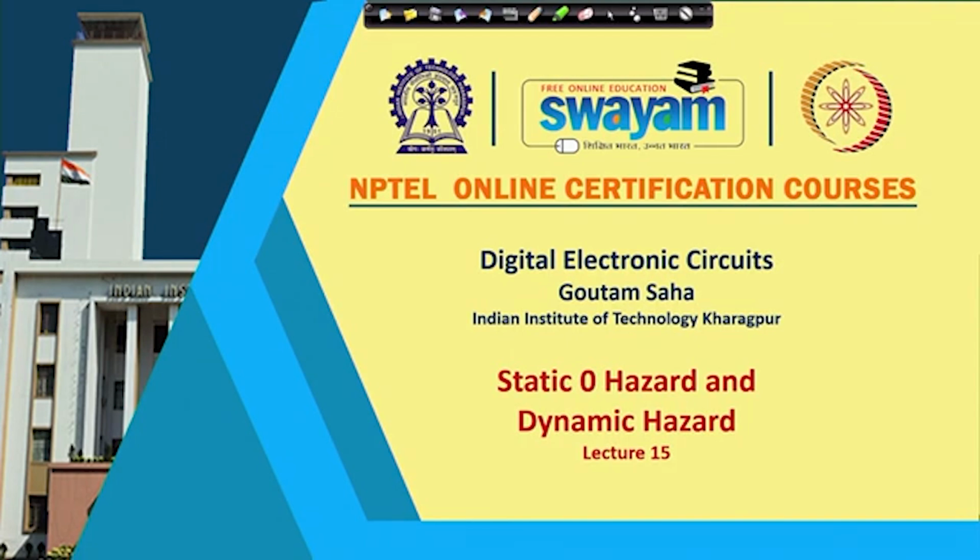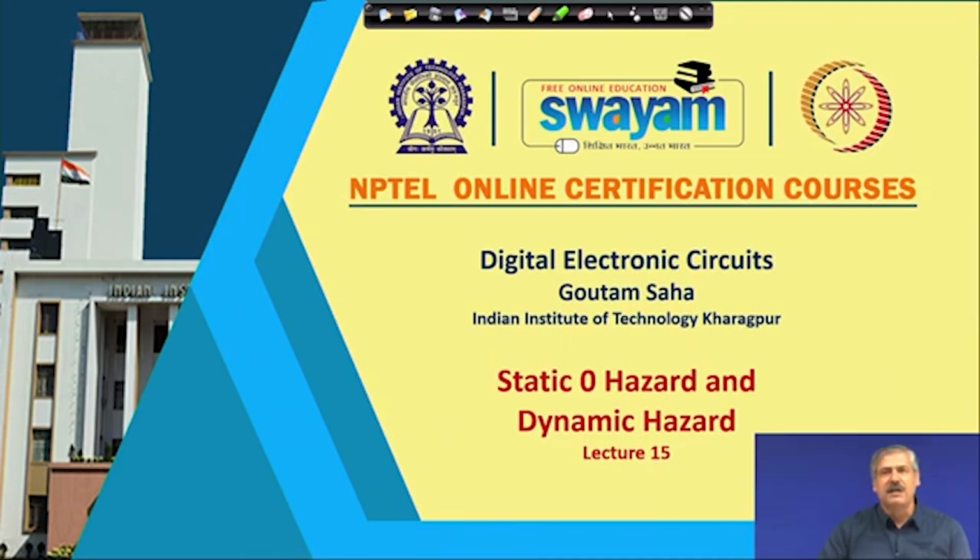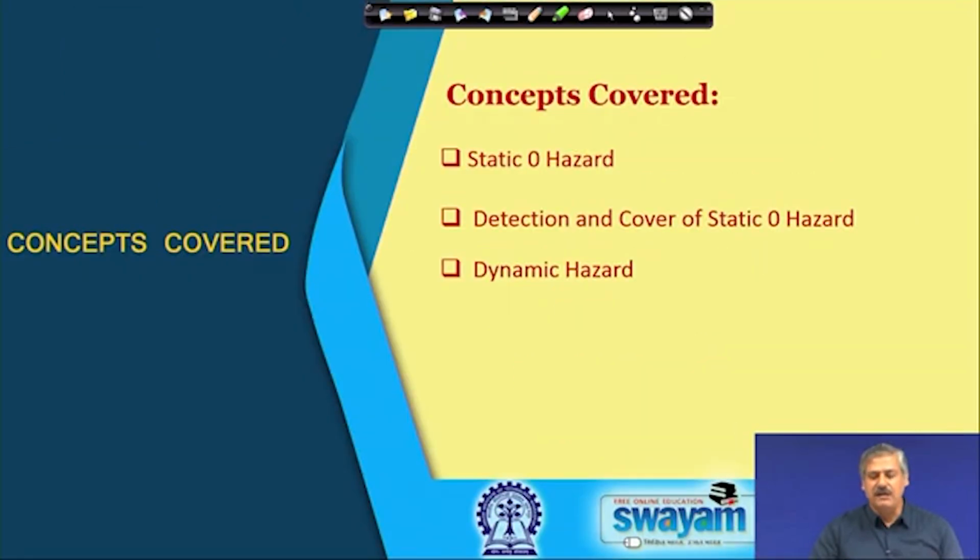Everybody. In the last class, we discussed static 1 hazard. We saw that an otherwise optimized circuit can create issues in terms of producing glitches, which could be troublesome in some of the applications. And in that context, we found how to detect such hazard for certain kinds of circuits, that is static 1 hazard, and how to cover it. So, in today's class we shall look at static 0 hazard and dynamic hazard. These are the two things that we shall take up today.